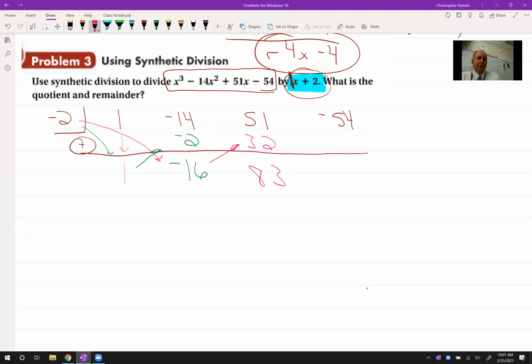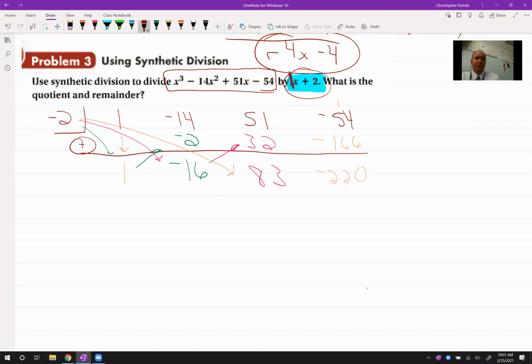All right. So now we're going to go -2 times 83. So it'll be -166. We're going to add them. So I get -220. I'm like, that's great, but I thought we were supposed to get like a polynomial or something. I'm like, yeah, we totally are.